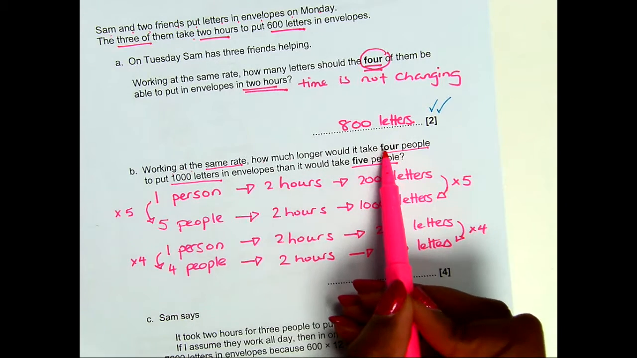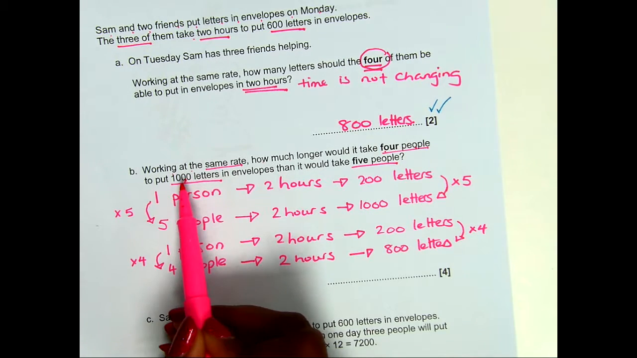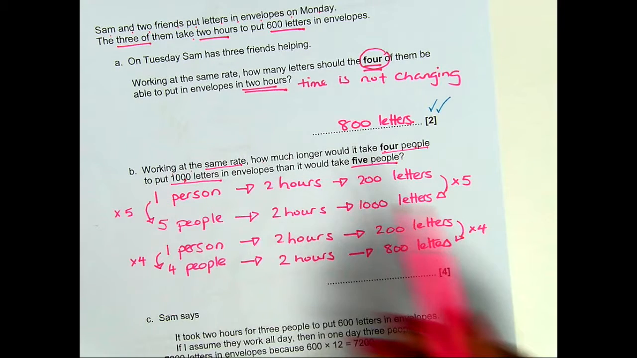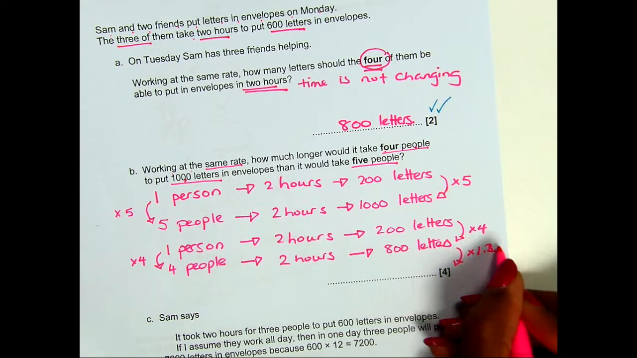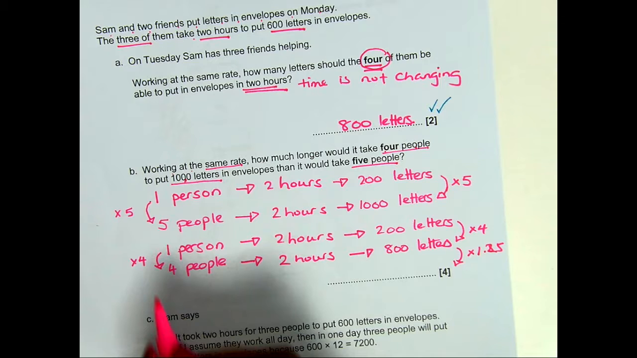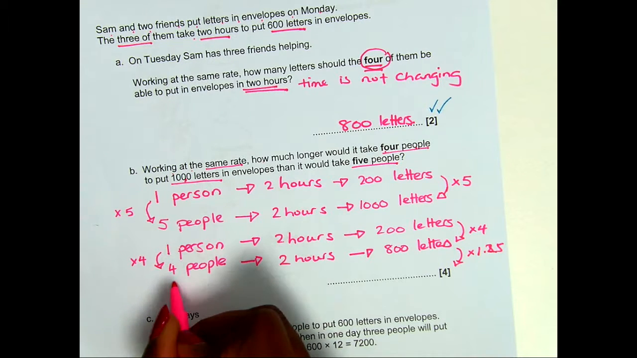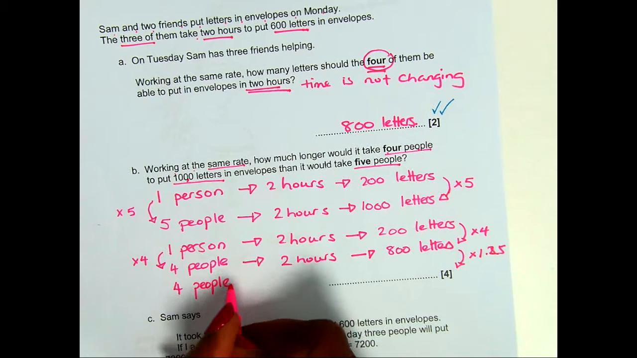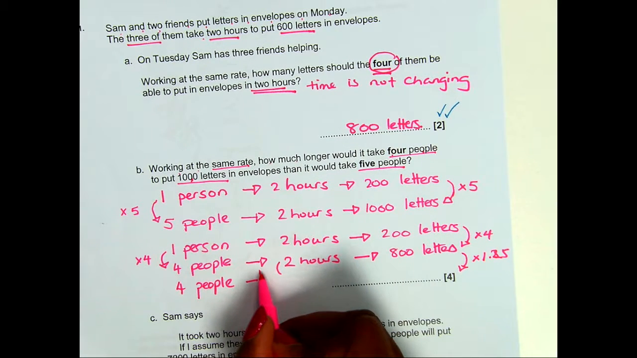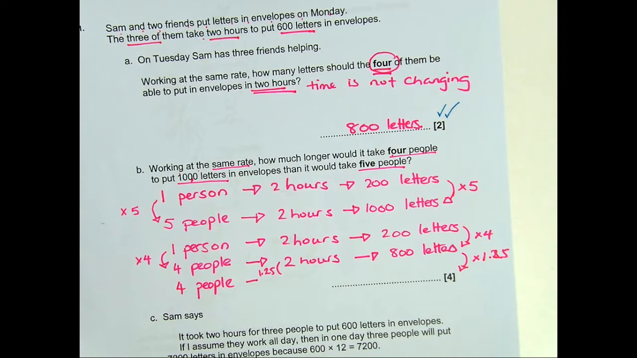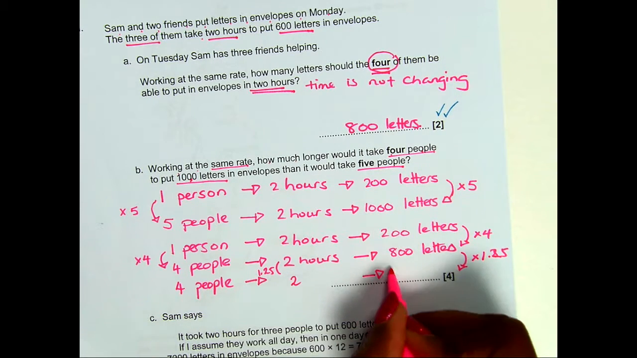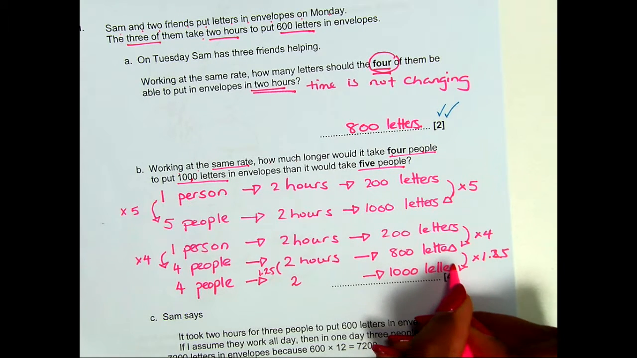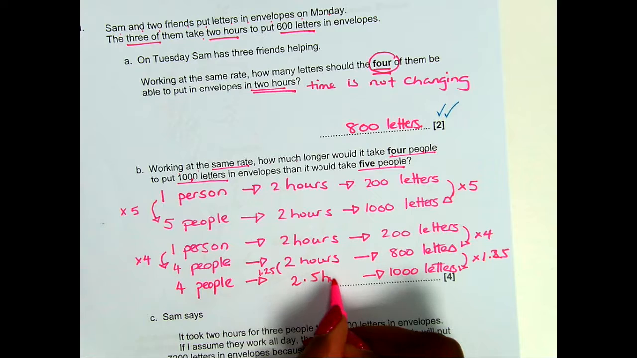However, it clearly states that it wants 4 people to give it 1,000 letters. Now, the only way to get from 800 to 1,000 is to multiply it by 1.25. Okay, now we want the amount of people to stay the same. So we're going to have to multiply the time by 1.25. Okay, and that's going to give me 2.5 hours.